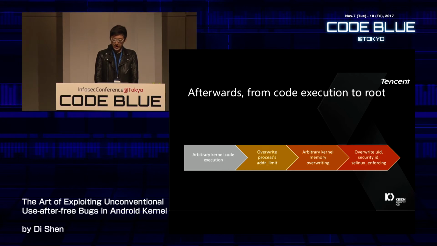So in the kernel, every thread has a variable which is addr_limit. It represents the highest address you can access from userland. If the value is -1, it means you can read and write anywhere. So after that, you can overwrite the user ID and the security ID in the process's credentials to gain root privilege. And after that, you still need to overwrite another global variable, which is selinux_enforcing, to disable SELinux. So in this way, you can gain true root privilege and do everything you want.